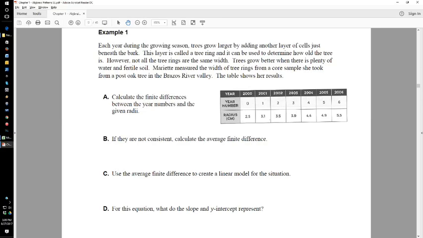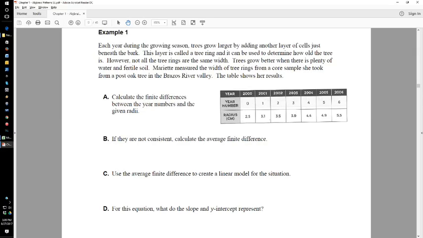However, not all tree rings are the same width. Trees grow better when there is plenty of water and fertile soil. Mariette measured the width of tree rings from the core sample she took from a post oak tree near the Brazos River. The table shows her results. So basically, these are tree ring widths.